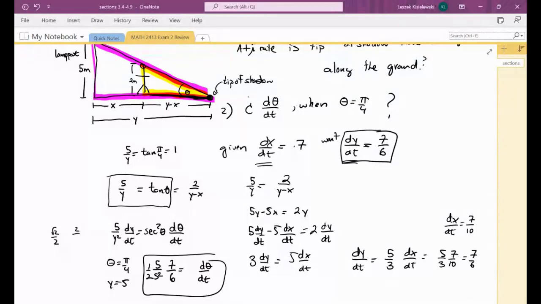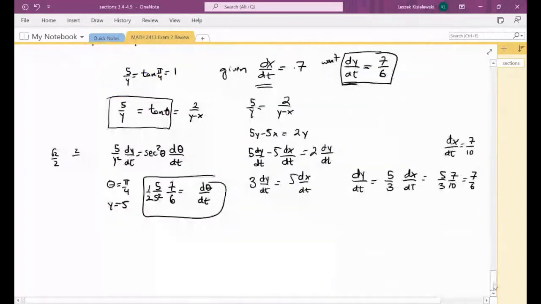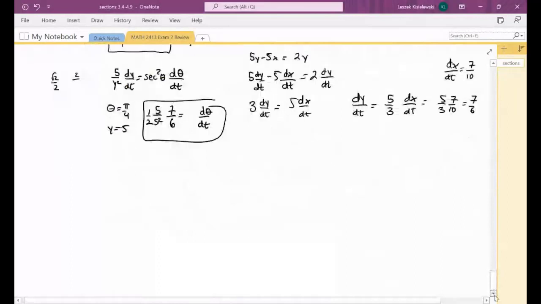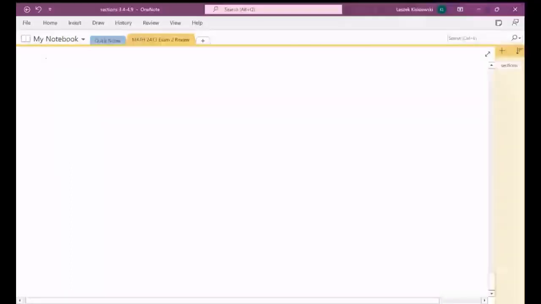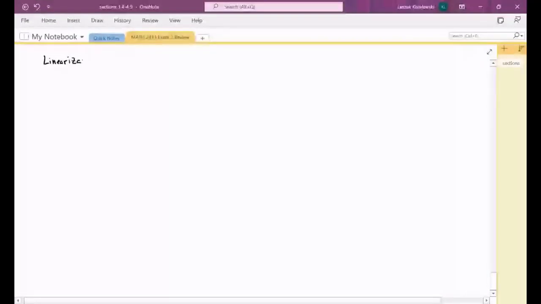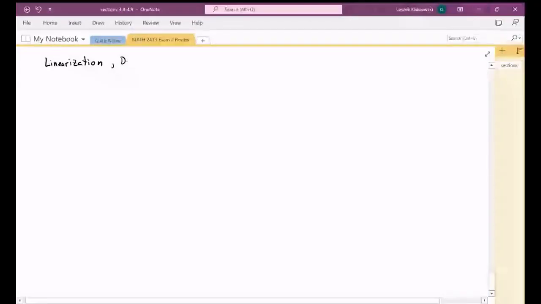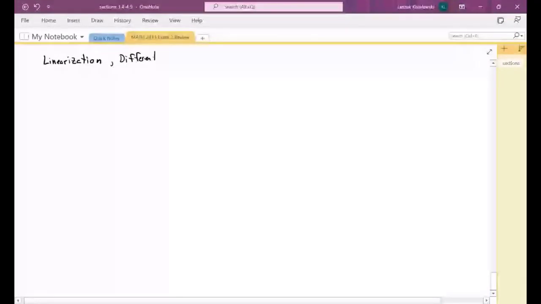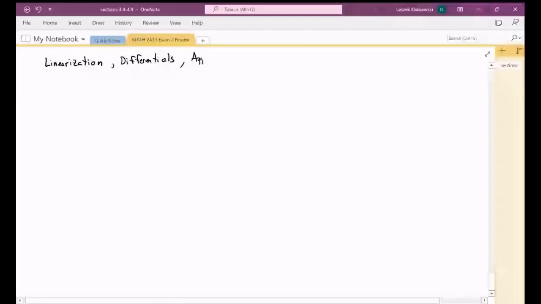So we know that tangent lines can be used to approximate a function near a point. So this is linearization. Differentials. And I guess we use those to approximate. Linearization is just another word for use the tangent line to approximate the function.